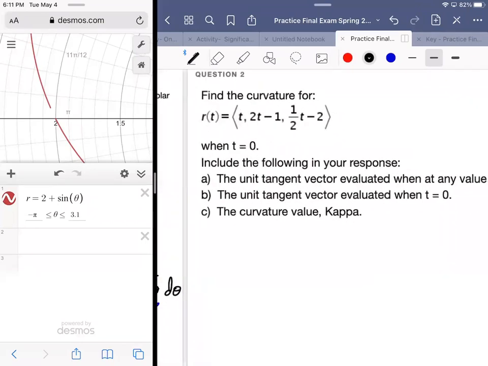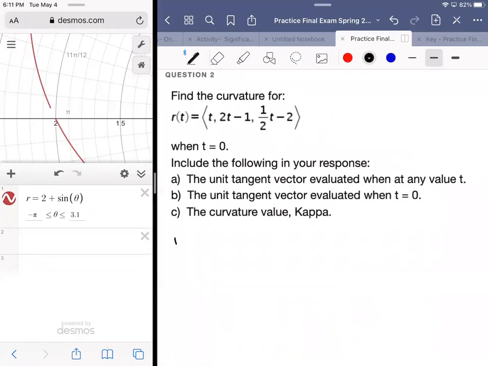So R prime of theta would be my first move here if I'm going to come up with a unit tangent vector at any value t. So that's defined in terms of t, right? So R prime of t is going to be nice and easy because the derivative of a linear function is just that linear function's slope. So 1, 2, and 1/2.